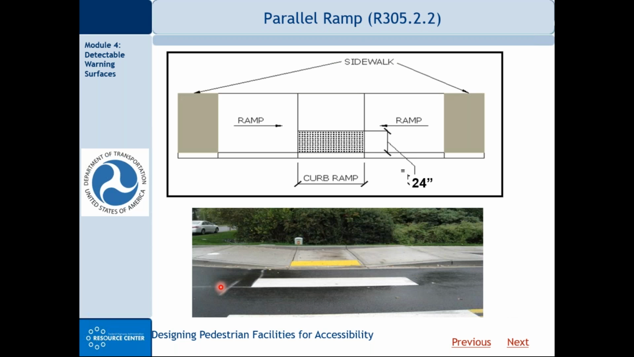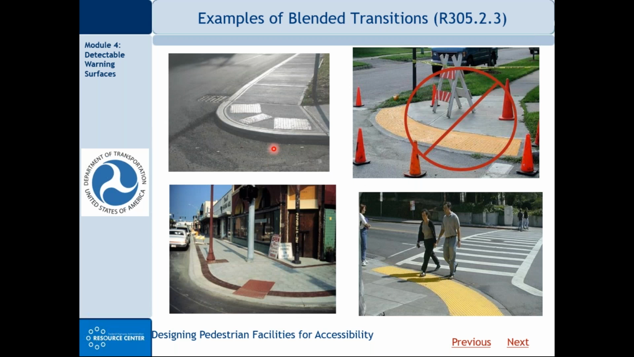This shows the design for a parallel ramp. And as I mentioned earlier, with this design, the detectable warning surface is part of the turning space. One set of wheels of the wheelchair may pass over those truncated domes, so that may create a rough ride, which is not desirable. But it comes with that design, I guess we'll say. It's a fact of life of that design.